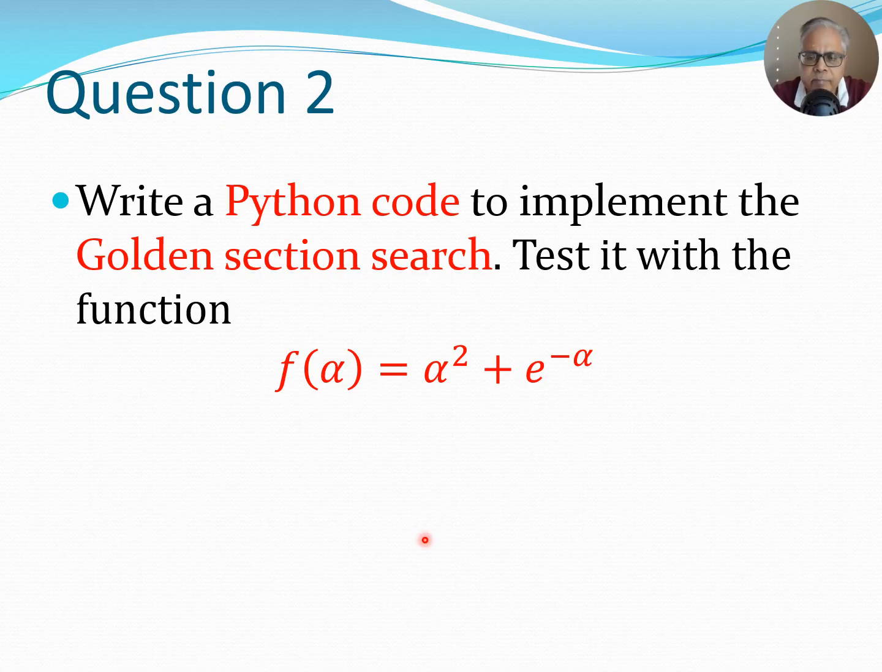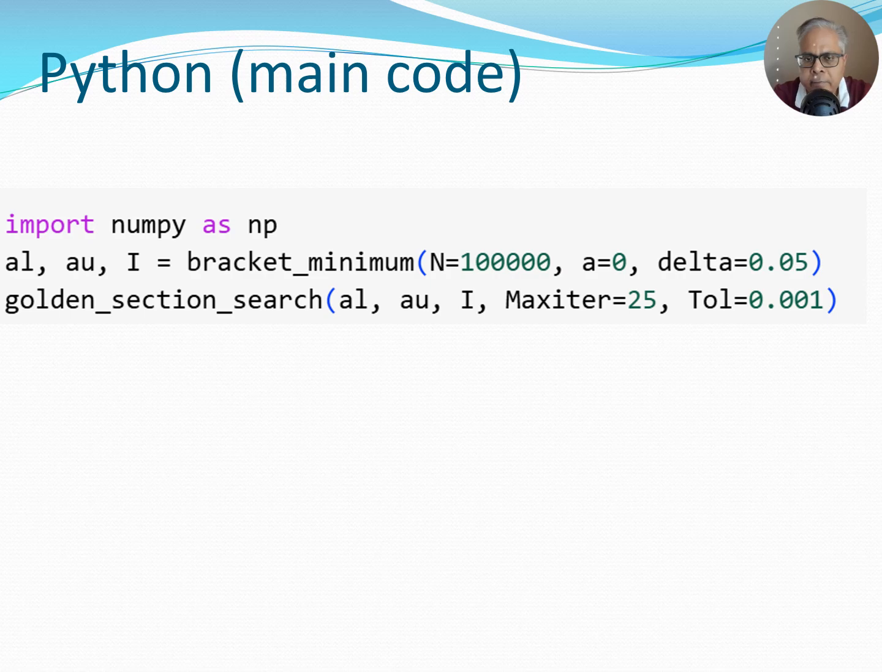Question 2 is the main question which we have been preparing for today, which is to write a Python code to implement the golden section search, and we are going to test it with our usual function. So let us first write the main code. In the main code, I am going to bring in numpy because numpy is required to calculate the function value. I am also going to define two functions.